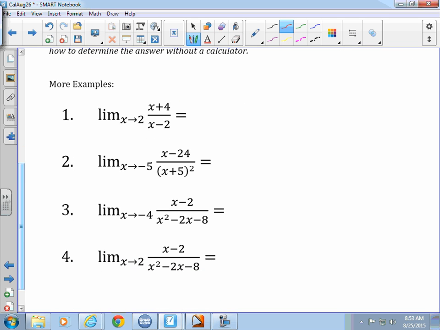Are any of these single-sided? From the left or from the right? So if I look at number 1, do I have a vertical asymptote at 2? I get a number over 0, 6 over 0. So what's the answer? It does not exist.